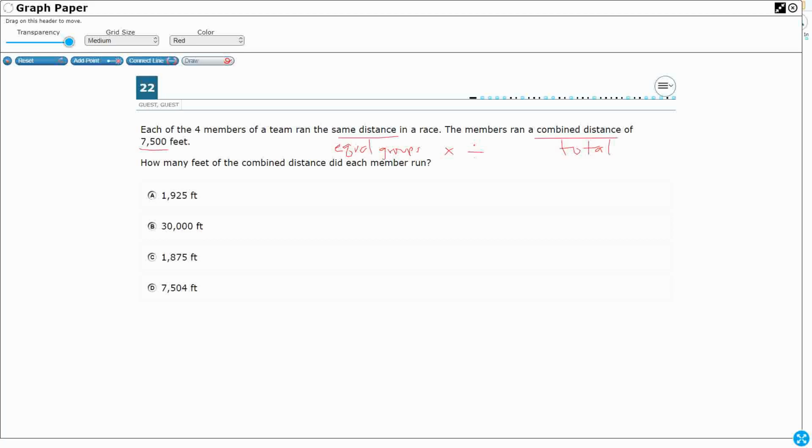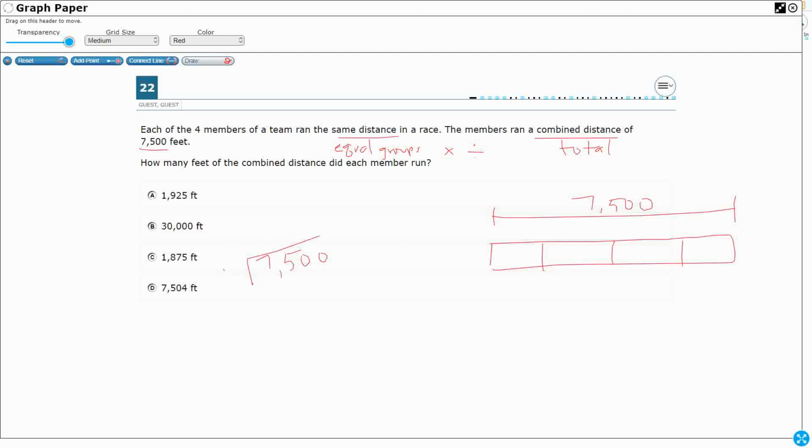So let's draw a strip diagram. I've got 7,500. Each of the 4 team members ran the same distance. So I'm going to draw a line there, cut it in half, cut each half in half. There I go. I've got my 4 team members, 7,500 total distance. Each of those individual boxes are the same. How many feet did each member run? So we're just going to take this 7,500 and divide it by 4, right? So hopefully that is a little bit more clear by looking at this strip diagram here.